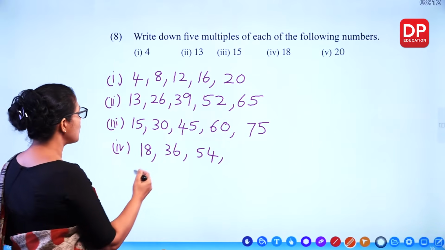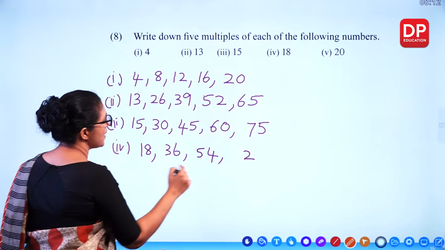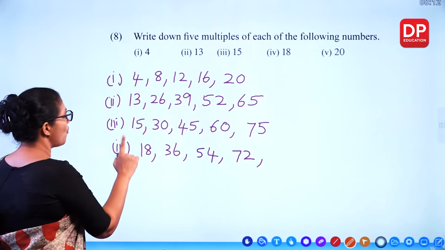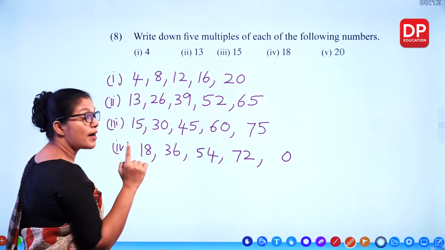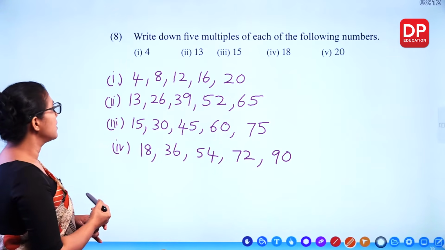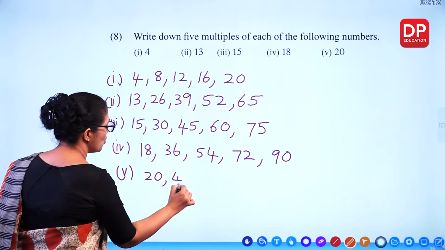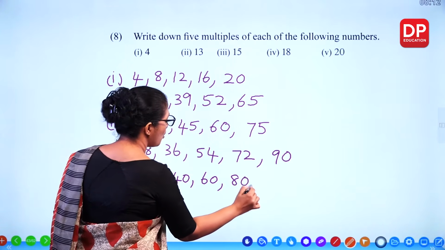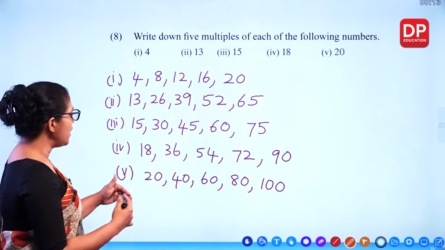Then 4. 4 times 8, 32. 4 times 1, 4 plus 3, 7. 1, 2, 3, 4. We need one more. 5 times 8, 40. 5 times 1, 5 plus 4, 9. So 90. 20 times 1, 20 times 2, 20 times 3, 20 times 4, 20 times 5. So add 20 to each number.